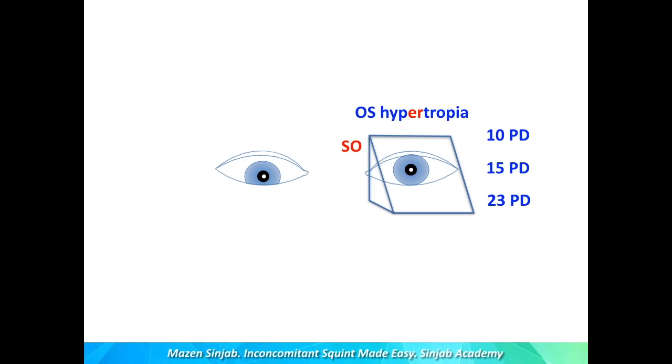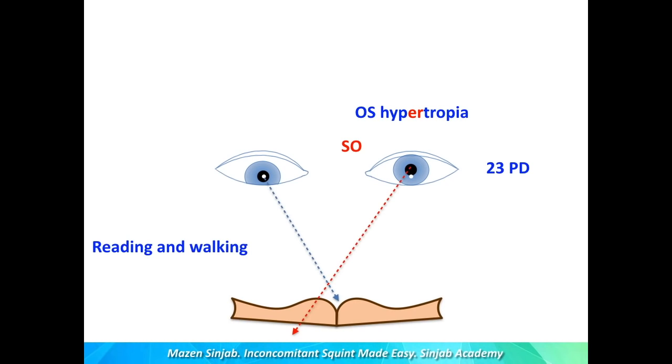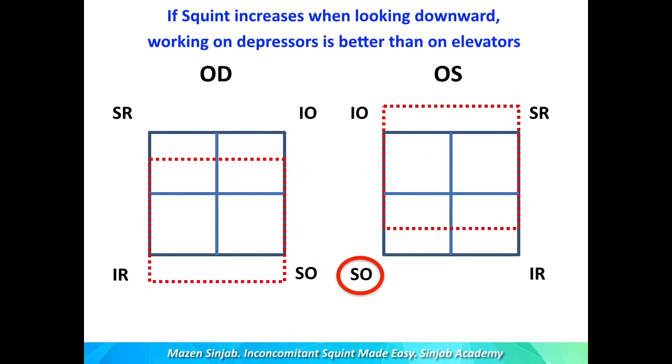So as you see, the amount of hypertropia in the left eye increases on down gaze. So this patient suffers when walking and reading because these activities need the person to look downward. Now let us see which muscle is better to be operated on.